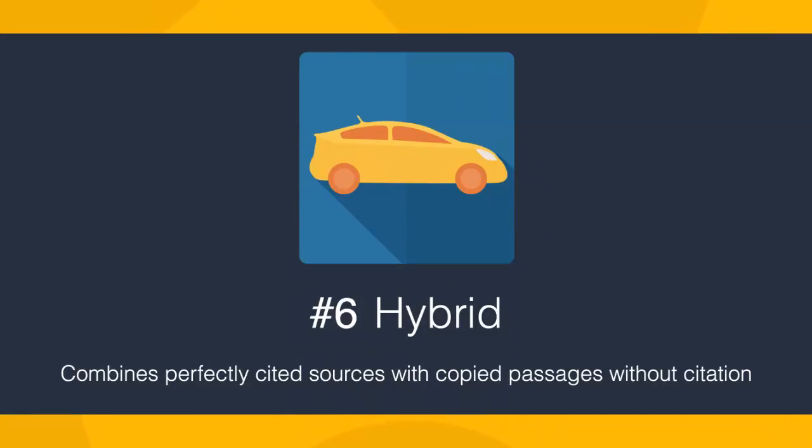The next one is hybrid. It's where you combine perfectly cited sources with copied passages without citation. So this one's somewhere in the lowest. Actually, I think it is the lowest. It's at 0.5, and it's where you'll unashamedly, unfortunately, copy somebody else's work, word for word, and you think you can get away with it because somewhere in between you inserted a citation.